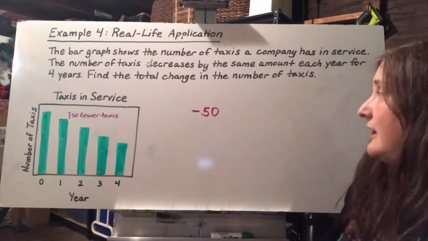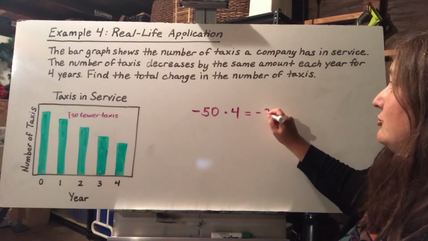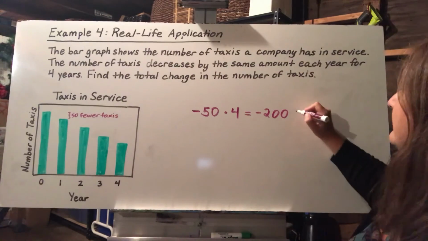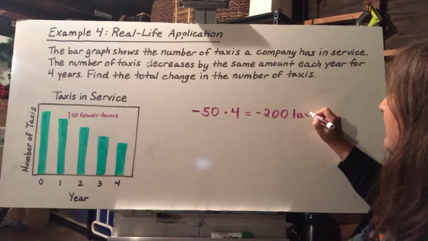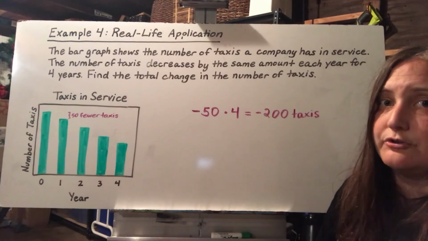And if this has been going on for 4 years, I'm going to multiply by 4. So the total change in their number of taxis is -200 taxis, which means their taxis in service have decreased by a total of 200 taxis.